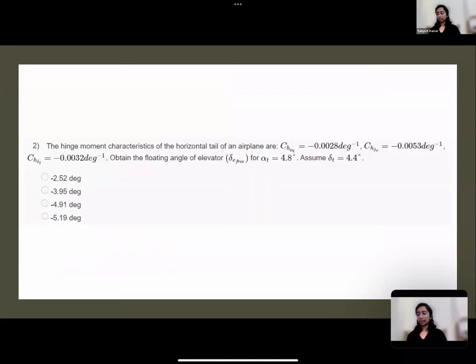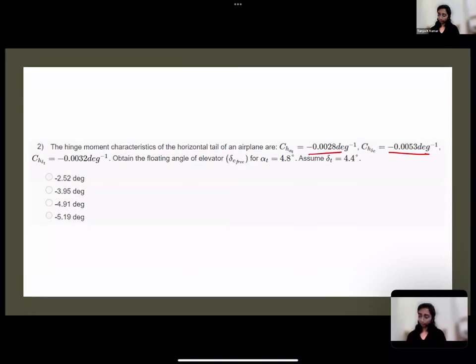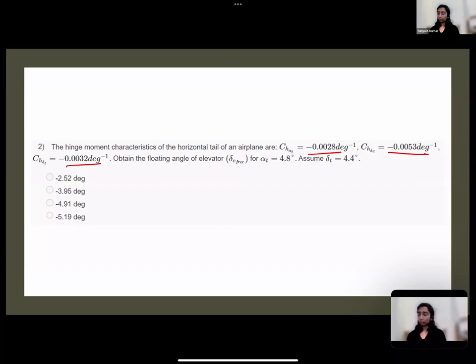The hinge moment characteristics of the horizontal tail of an airplane are given: CH alpha tail, CH delta E, CH delta T. Notice how all of them are negative, just like we had discussed. Obtain the floating angle of elevator for alpha tail 4.8 degrees and assume delta T, trim tab deflection, to be 4.4 degrees. In this session, I think all the questions are solved using the same equation. So can you solve and tell me? This is the equation. Can you try and tell me?